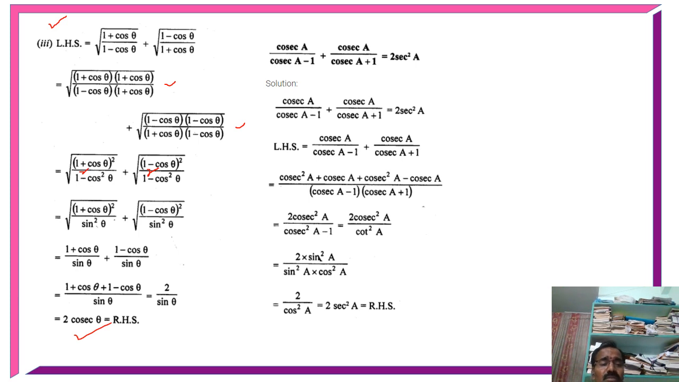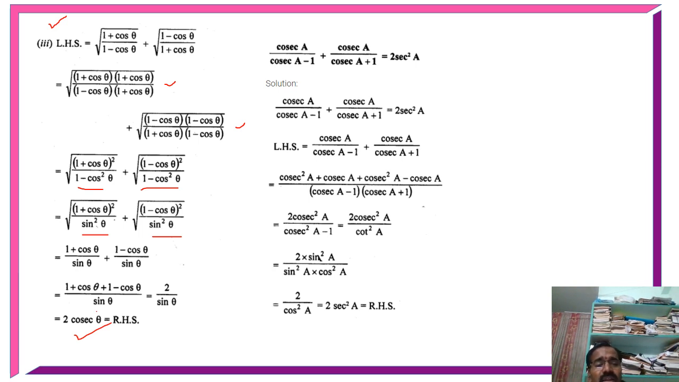If you simplify, students, we got the result. And by using the identity we have here, we have 1 plus cos theta by, here 1 minus cos square theta we can write sin square theta. Remove square root, cancel. 1 plus cos theta by sin theta plus 1 minus cos theta by sin theta.